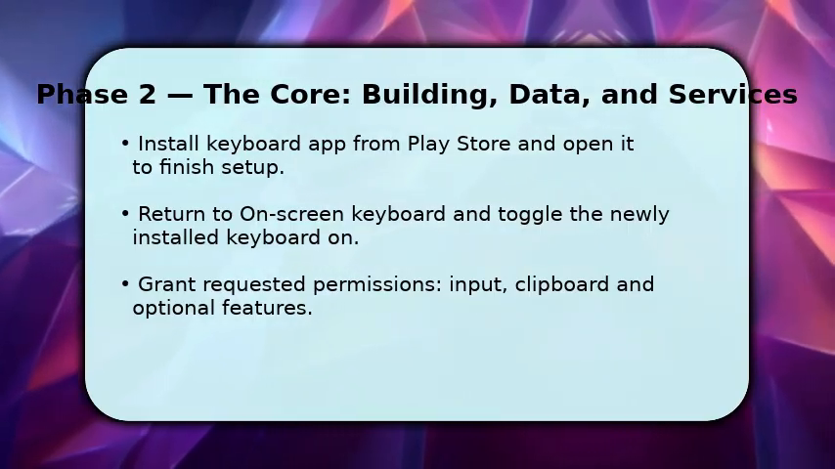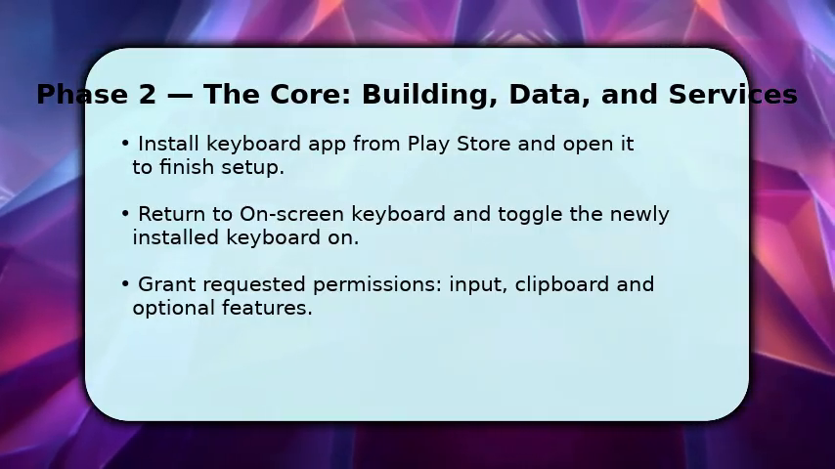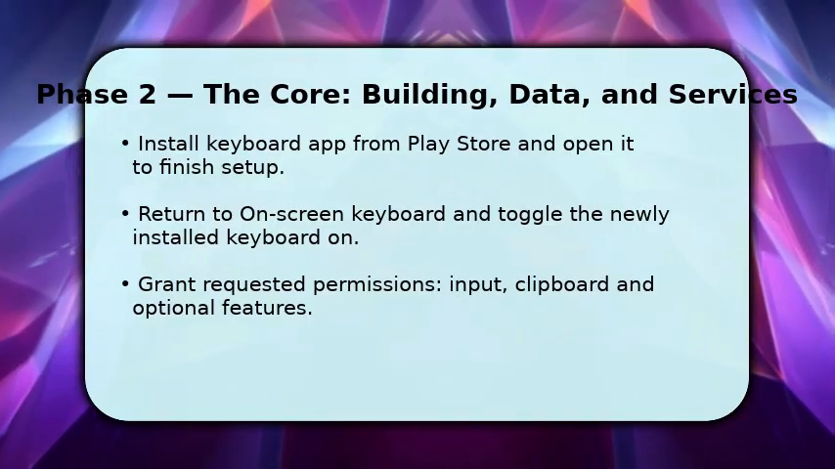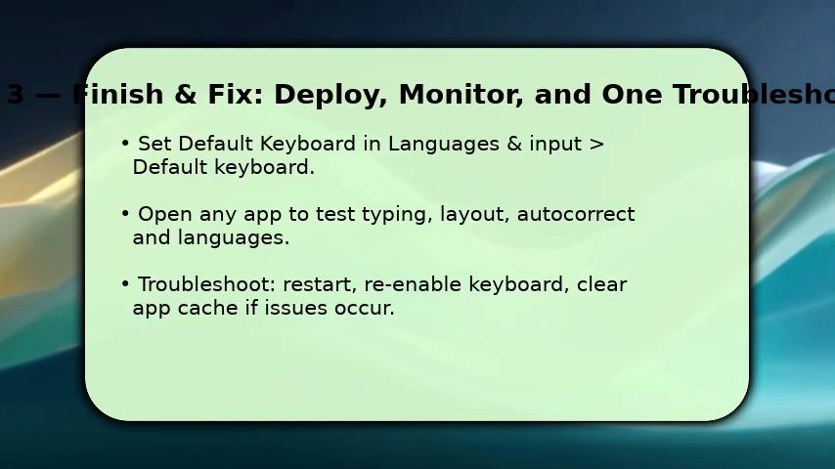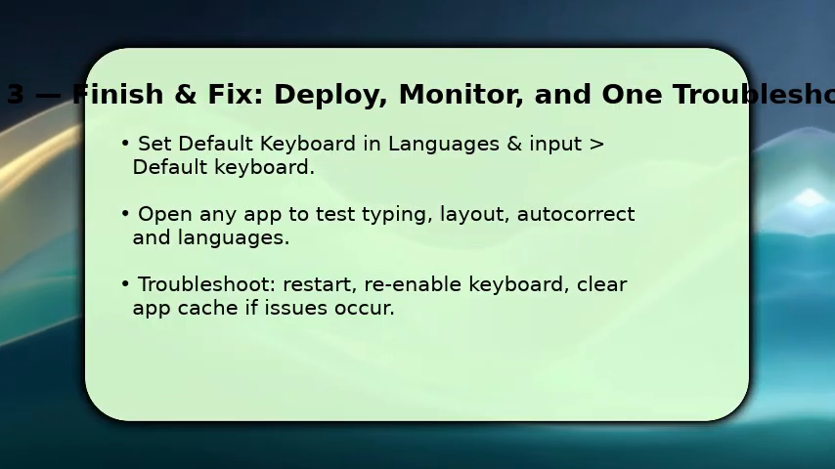Once enabled, open the keyboard's app to customize layouts, languages, and keypress feedback so it's ready before you make it the default. Finish by selecting Default Keyboard under Languages and Input and choose your new keyboard. Then open a messaging app and type to verify layout, autocorrect, and language switching.